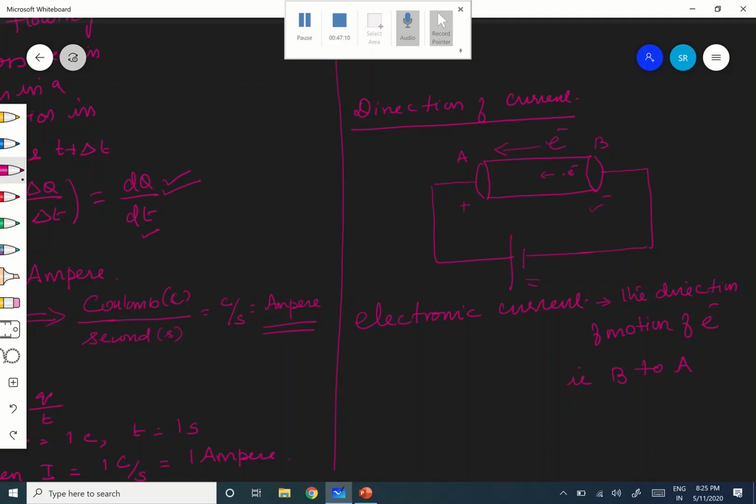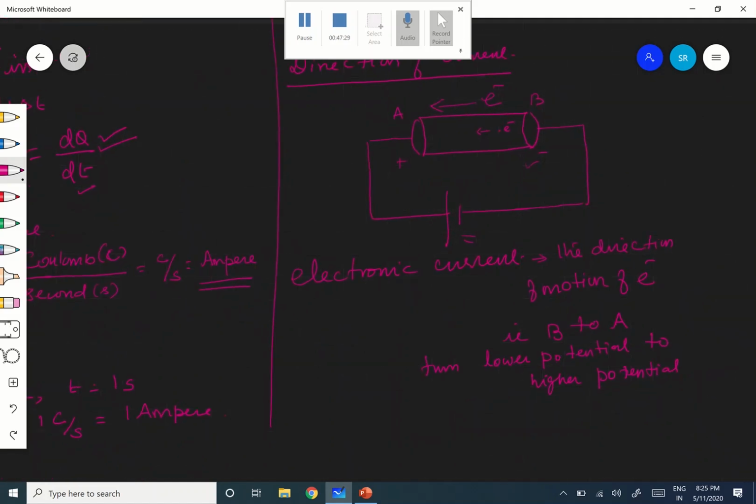That is, from lower potential to higher potential. Lower potential to higher potential. That is the electronic current actually, because that is the direction of motion of electron.